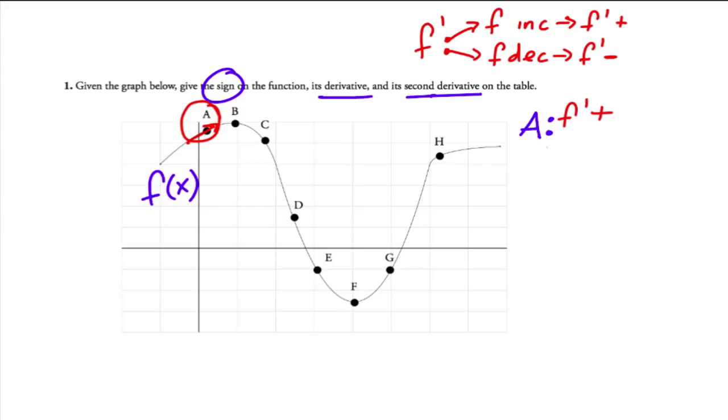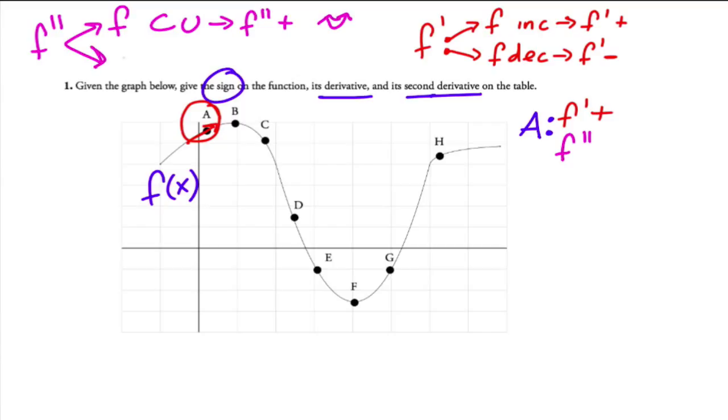And as far as the second derivative goes, remember what we're looking at is if the function is concave up, then that means that the second derivative is going to be positive. So if it looks kind of like that. And if the function is concave down, or in other words looks kind of like a little hat, like that, then the second derivative is going to be negative. So notice here, this guy is looking downward, like this guy, so then the second derivative is going to be negative.